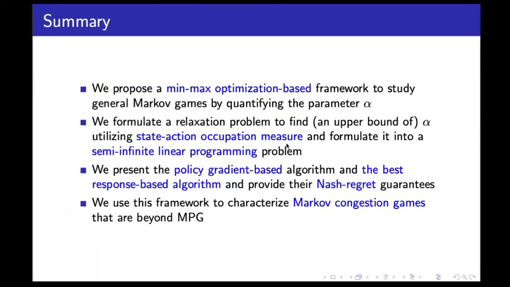To sum up, we propose this min-max optimization framework to study general Markov games by quantifying this parameter alpha. We propose a relaxation problem to bound this alpha utilizing the state occupation measure and formulate it into a semi-infinite linear programming problem. We propose 2 algorithms based on policy gradient and best response, and provide corresponding convergence guarantees, and finally characterize this dynamic congestion game, which is beyond the Markov potential game setting.